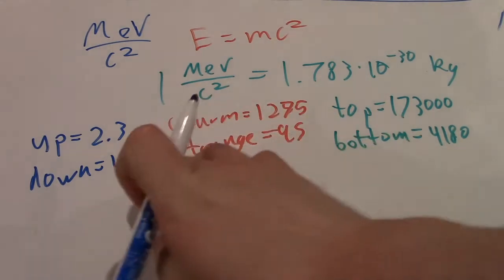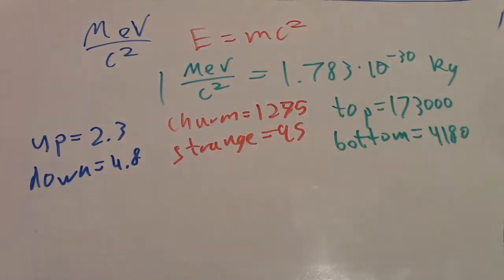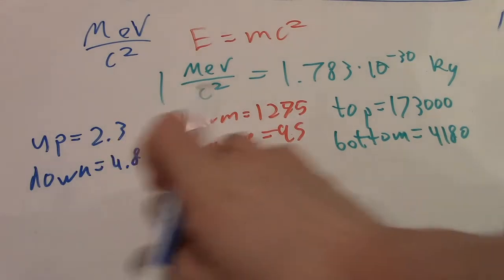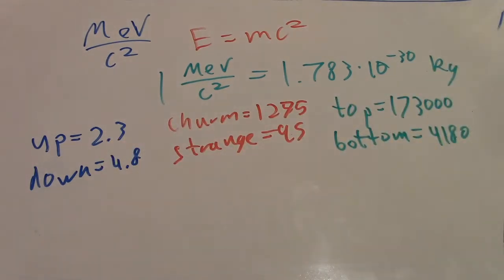Now, the quarks get their mass from the Higgs boson. They get it from the Higgs field. So whenever you hear about the Higgs boson, it is what gives quarks their mass.